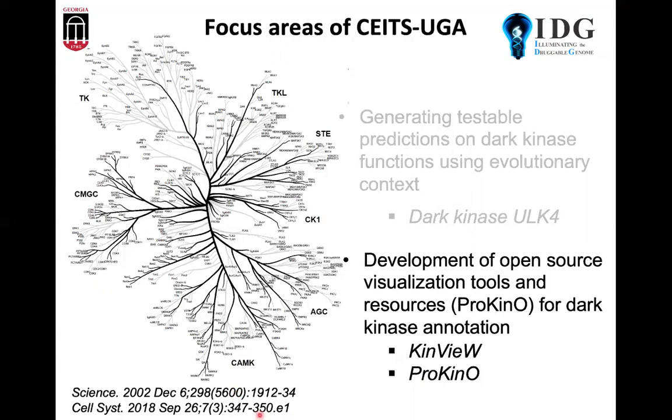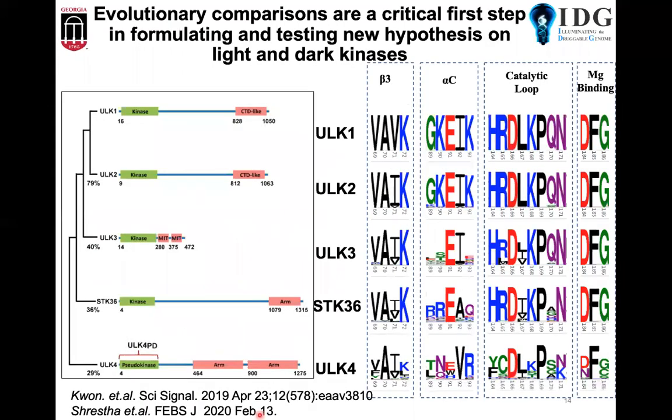And so now I want to shift gears and tell you about some of the informatic tools we're developing to further accelerate the functional characterization of these dark kinases. As I've shown in the previous example, this sort of comparative analysis is a conceptual starting point for generating and testing new hypotheses on dark kinases. To enable the community to do these sorts of comparisons in a more effective and easy way, we've been developing this tool called KinView that allows a comparative analysis of dark kinases and light kinases.